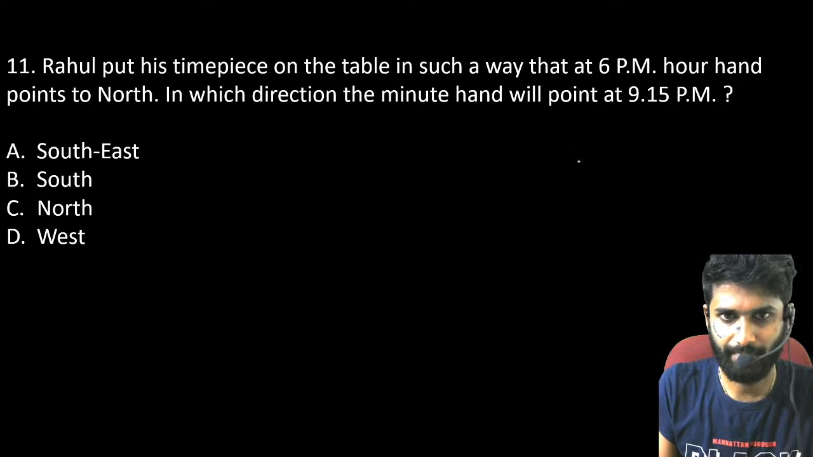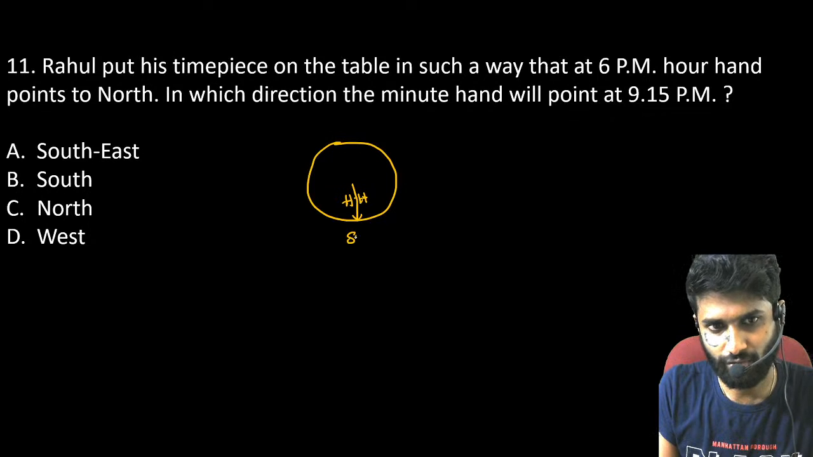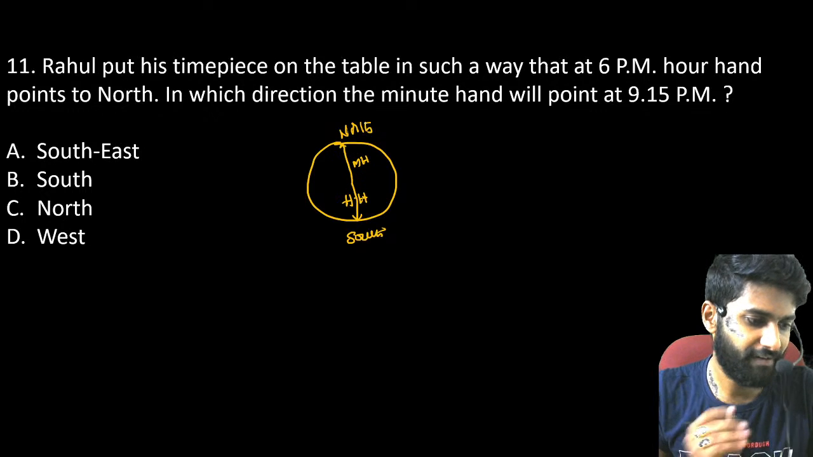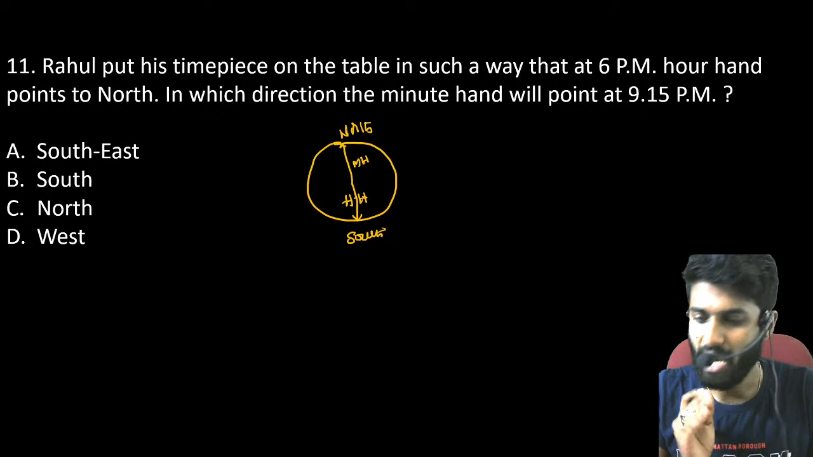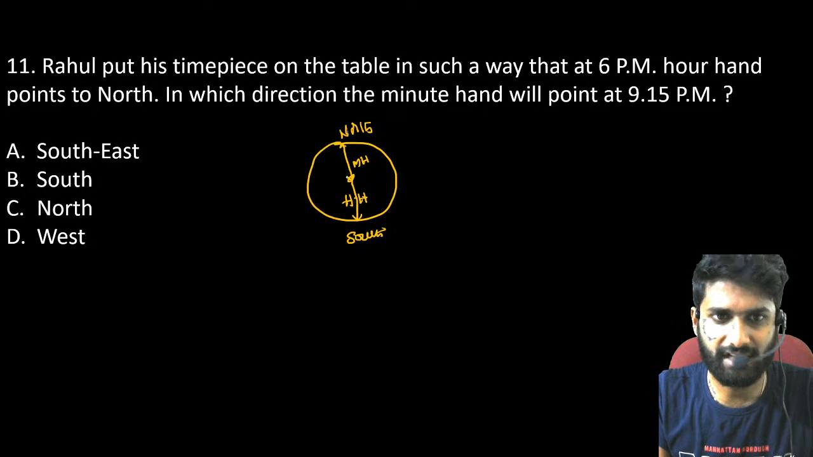Now see, for example, originally if it is 6 o'clock, then the hour hand points in the south direction and the minute hand points in the north direction. This is the original position. If it is 6 o'clock, that is the original direction: the hour hand points south, the minute hand points north. That is the original clock.